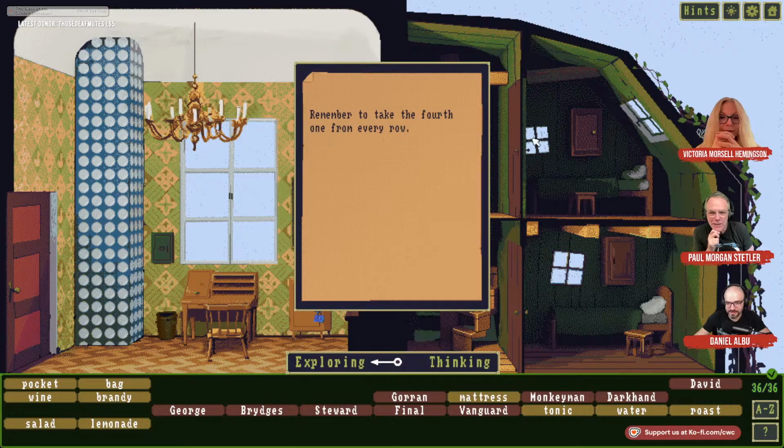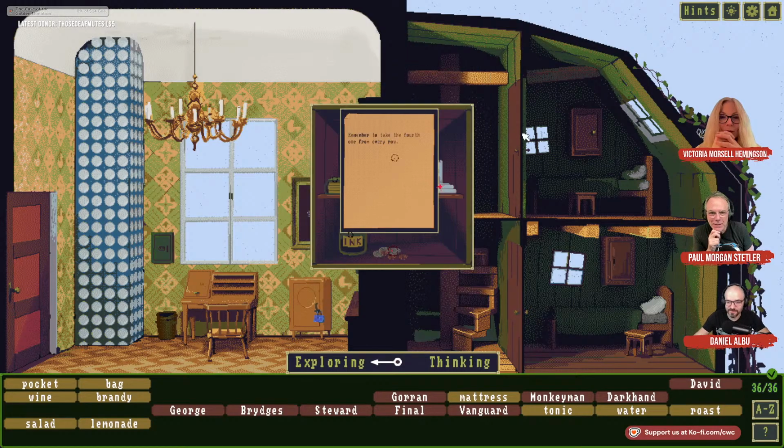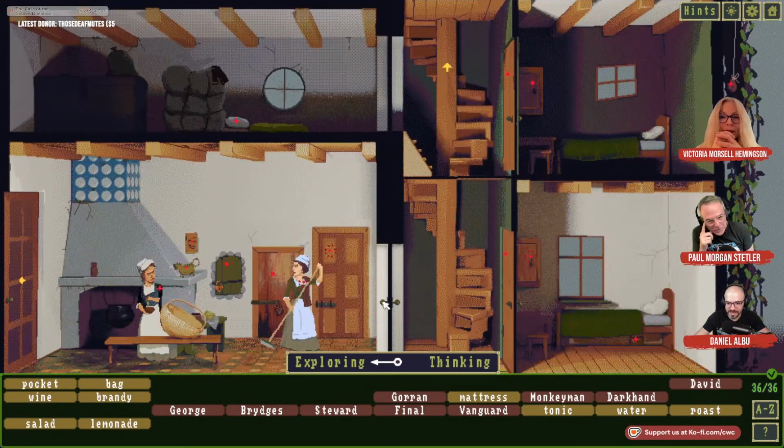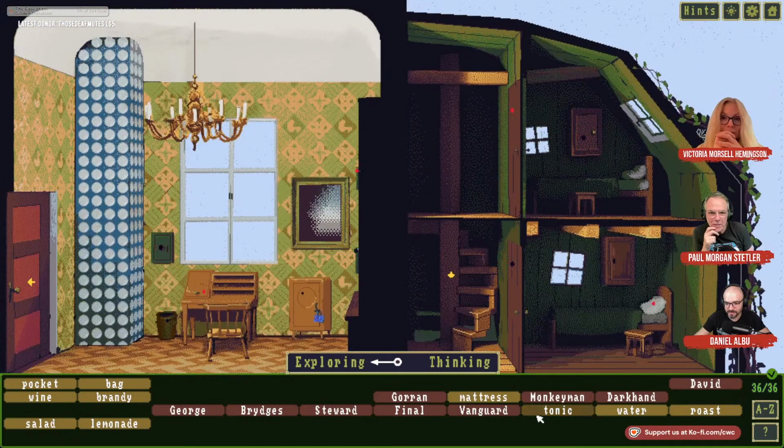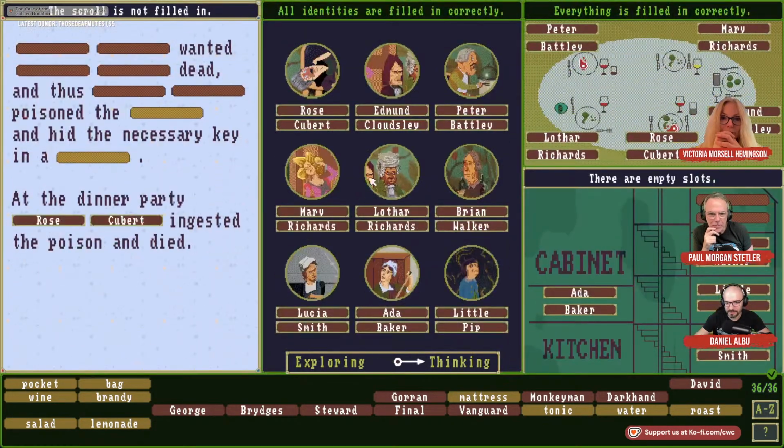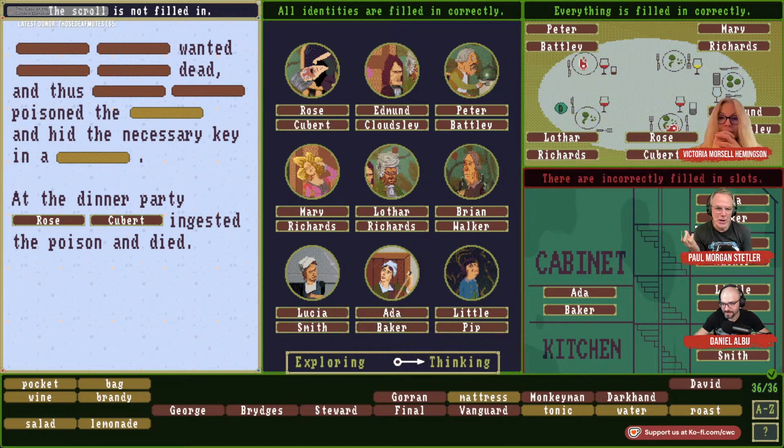So remember to take the fourth one from every row. That means that Ada is in the top floor. Okay, that's good. So Ada's at the top. So Pip should be in the cabinet above the kitchen, because that's just a crappy little cabinet. So move Pip over to the right, to the left.